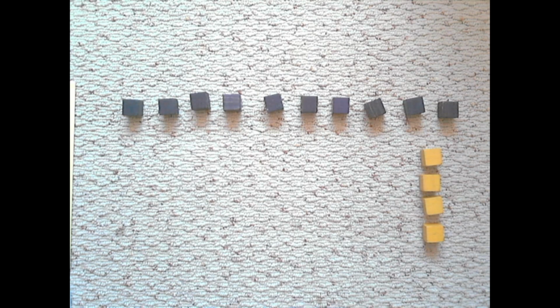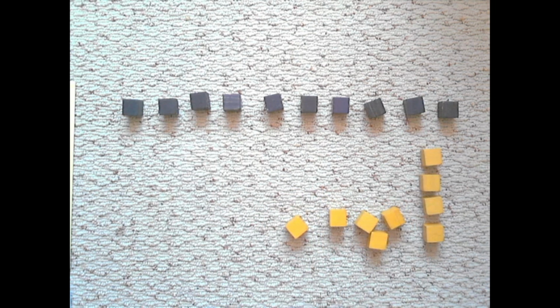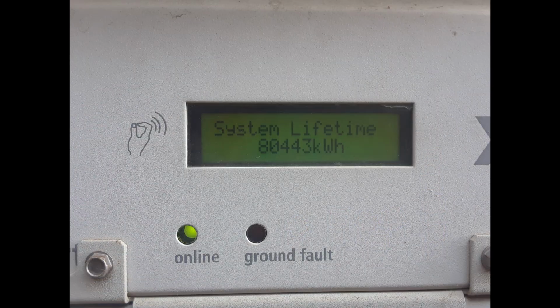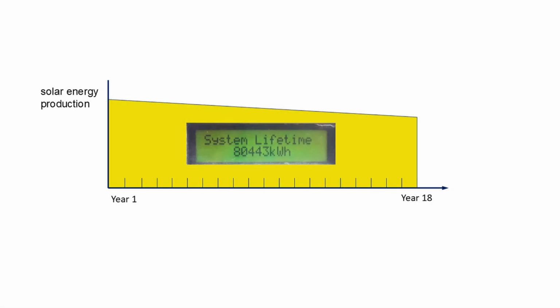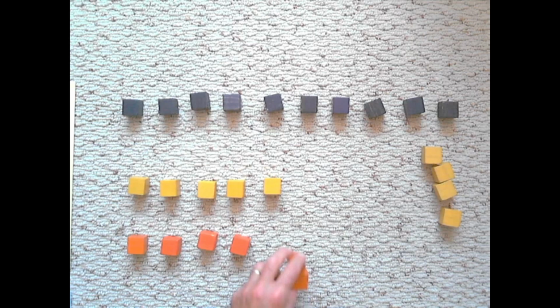How much electricity did our panels produce over the course of the year? That's the total number of yellow blocks. Our system doesn't tell us this. But what it does tell us is the total lifetime production. If we divide that number by the number of years we've had it, that's a decent estimate of how much it produces per year.